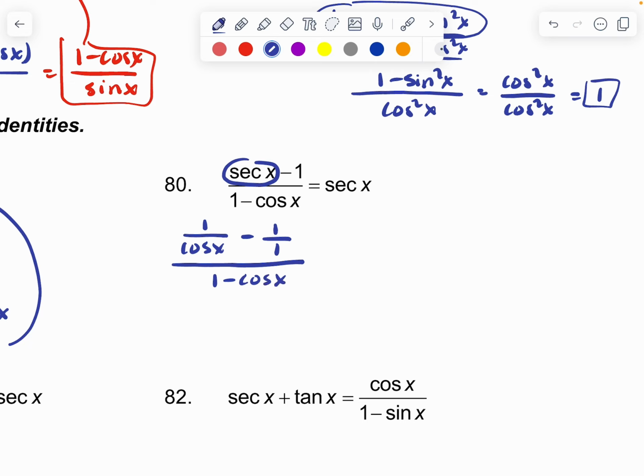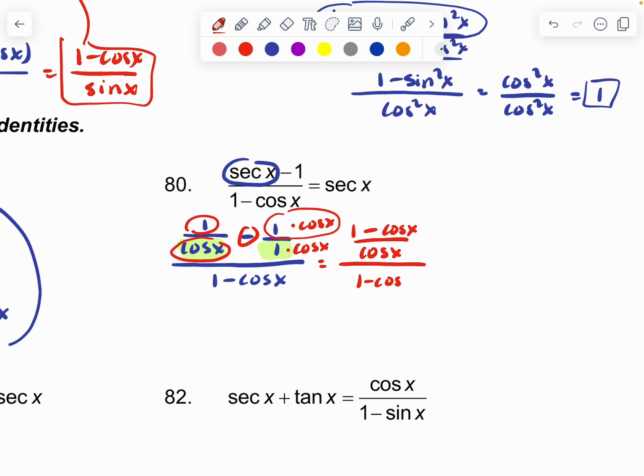Okay, now look, it's telling me to subtract. So if I want to subtract, I need a common denominator. The common denominator for cosine and 1 is just cosine. So this is going to be cosine of x. This is already cosine of x, so this stays a 1. And then minus this needs a cosine of x, so I have to multiply the top by cosine. So 1 times cosine is cosine. And then I'm dividing all of this by 1 minus cosine.